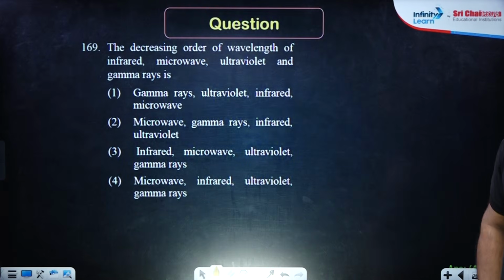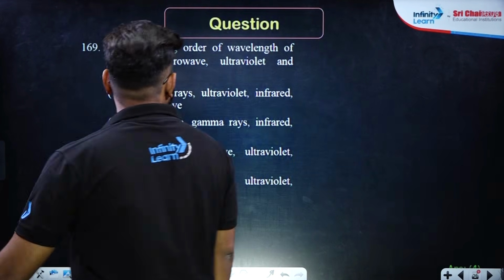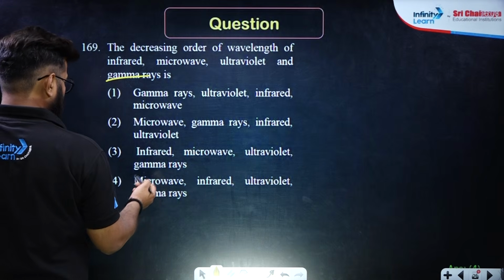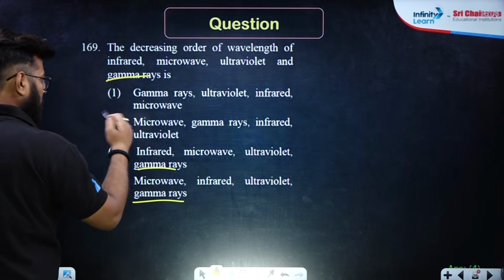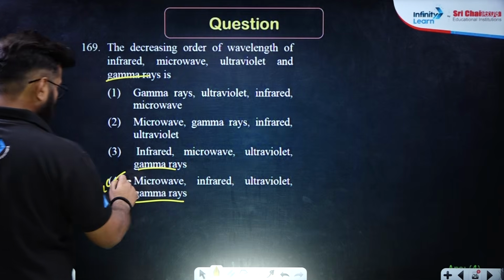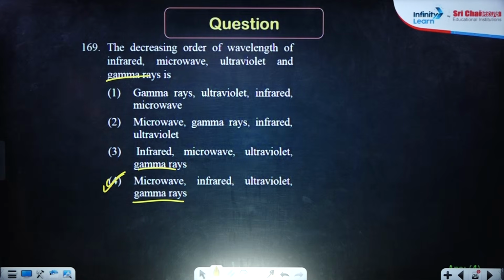Next, the decreasing order of wavelength of infrared, microwave, ultraviolet and gamma rays is. So obviously gamma rays has the minimum, that means here and here, and microwave has more than infrared. Microwave has more than infrared, so option number 4 is the right answer.